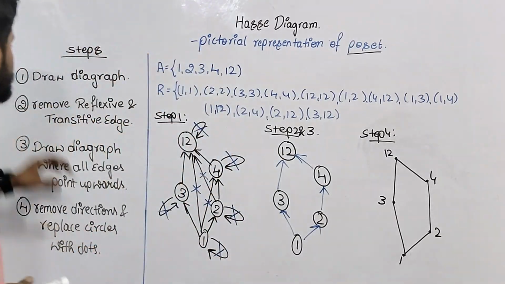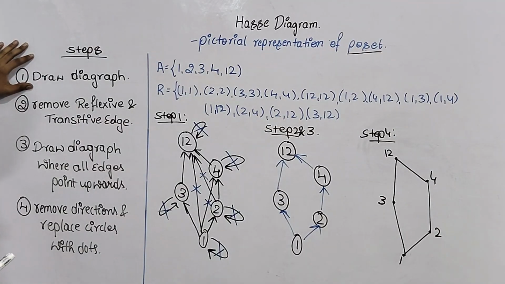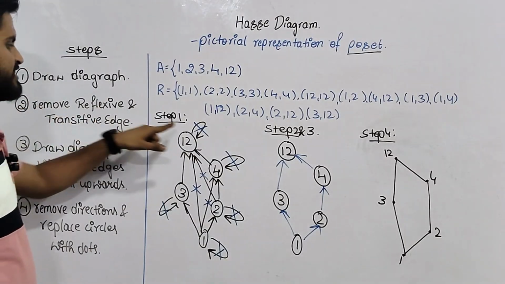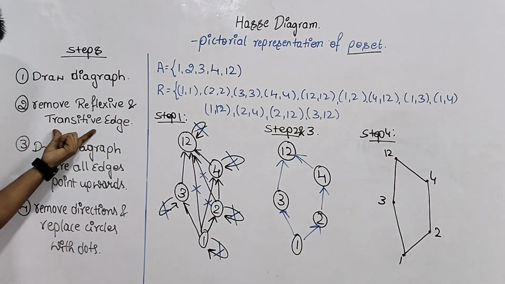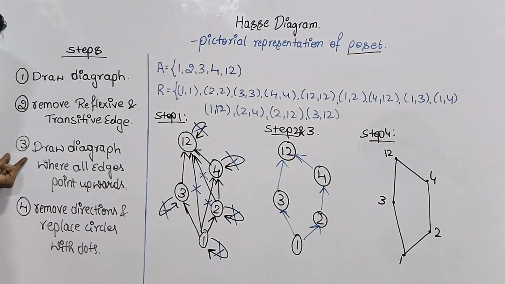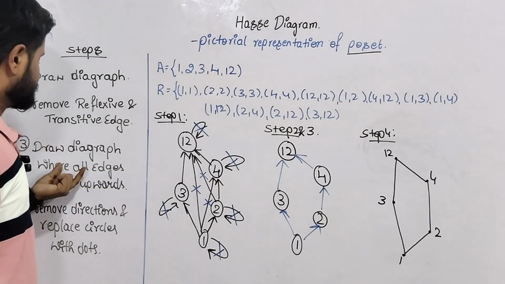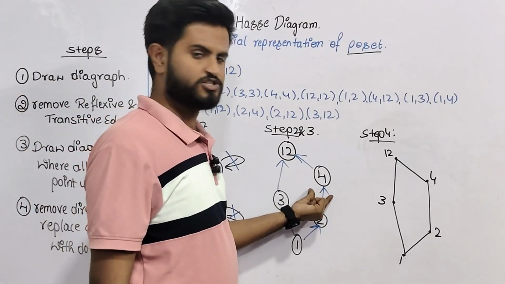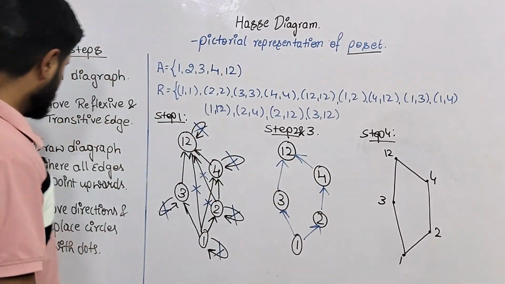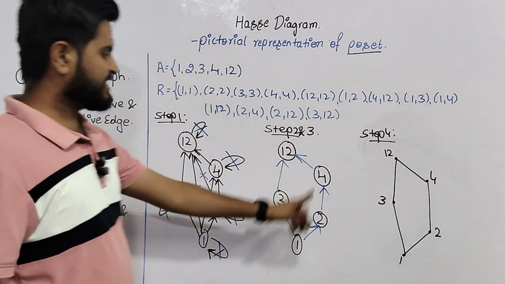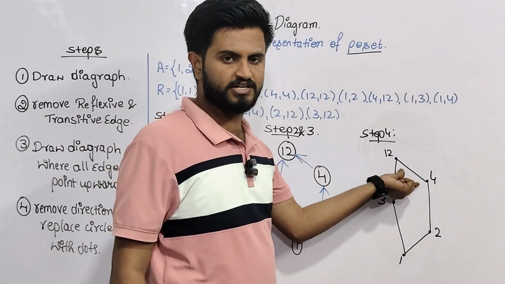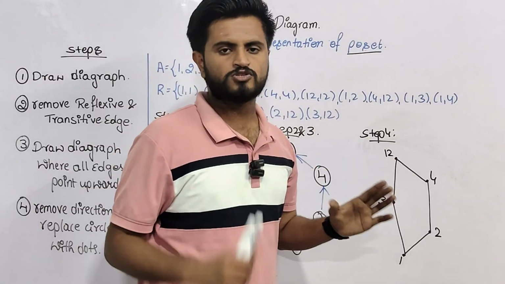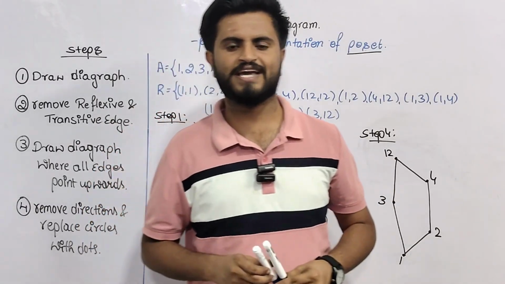So what you did? First you drew the digraph, and after writing the digraph using the given relation, you removed the reflexive, that is the self loops. Next the transitive edges. So in the third step you wanted to write all the edges upwards. So all were written upwards first only, so you did not need to do the third step. Fourth step was to remove the direction of the edges and simply represent the edge, and the circles will be replaced using the dots. So hope you understood the topic, how to solve the Hasse diagram.